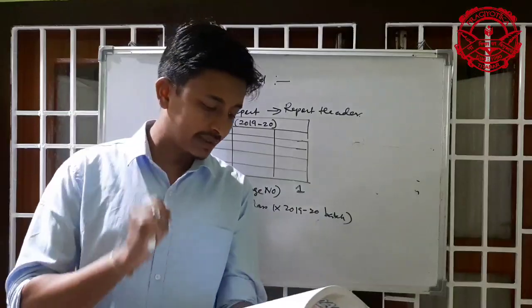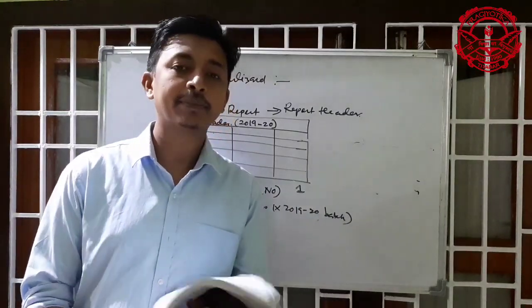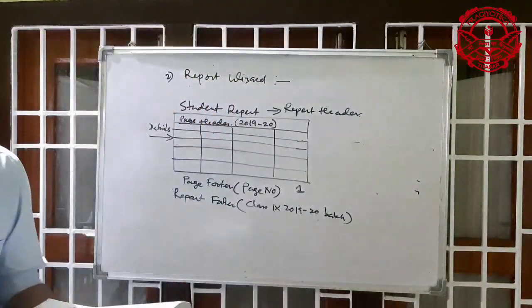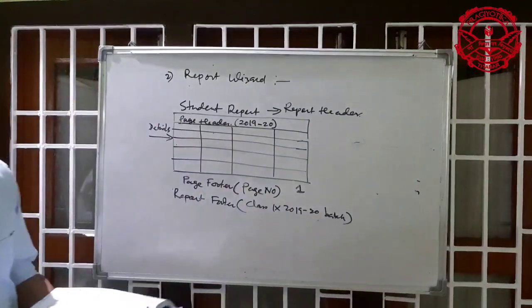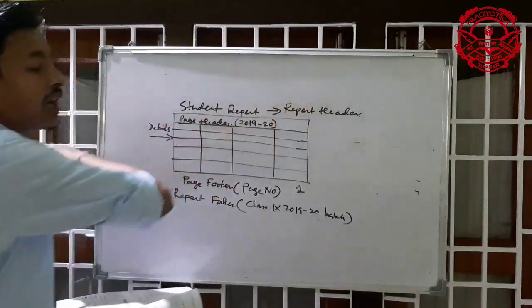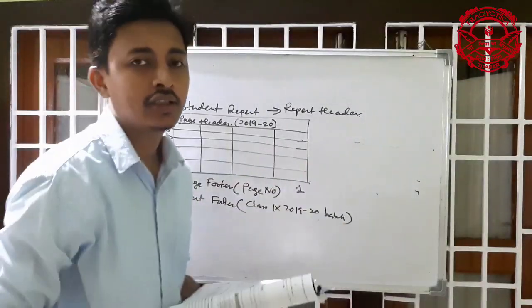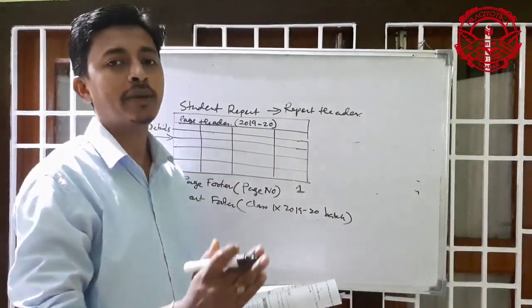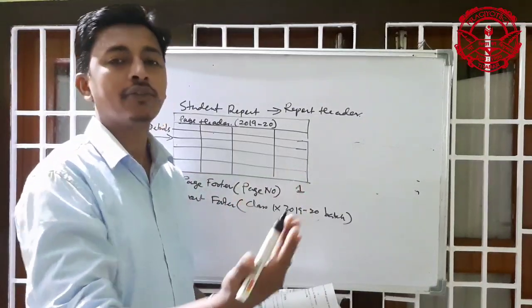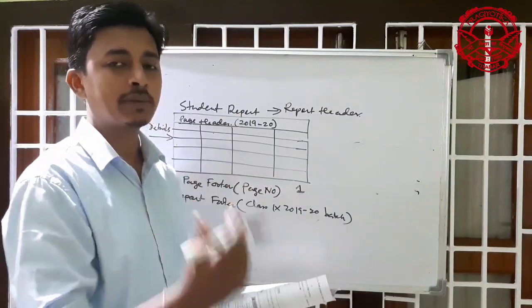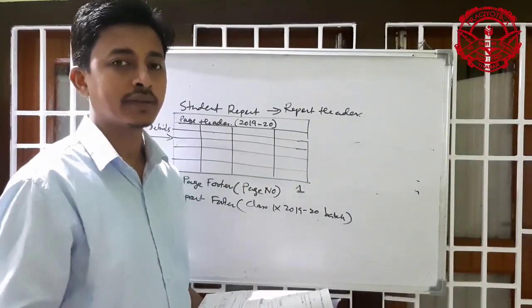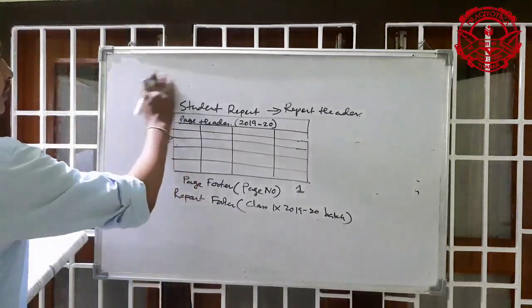The last thing is printing a report. After getting the reports, I have to print them. Print means printing the document so that the reports can be visible. Hard copy, not soft copy.